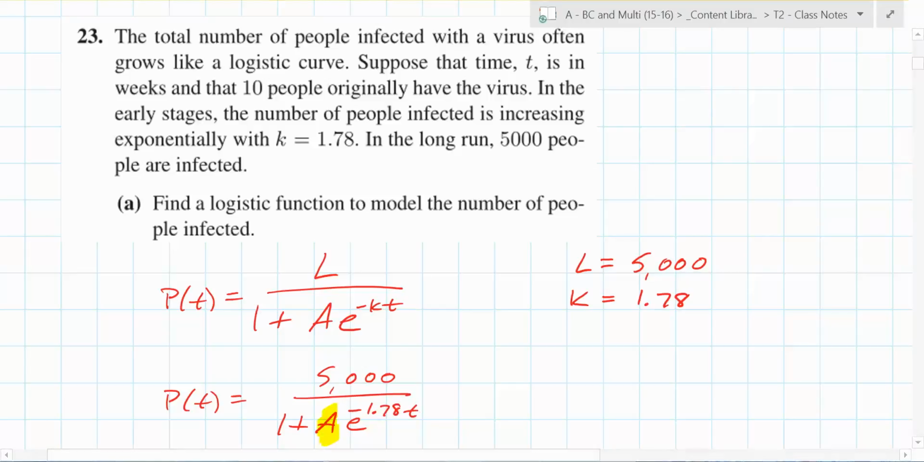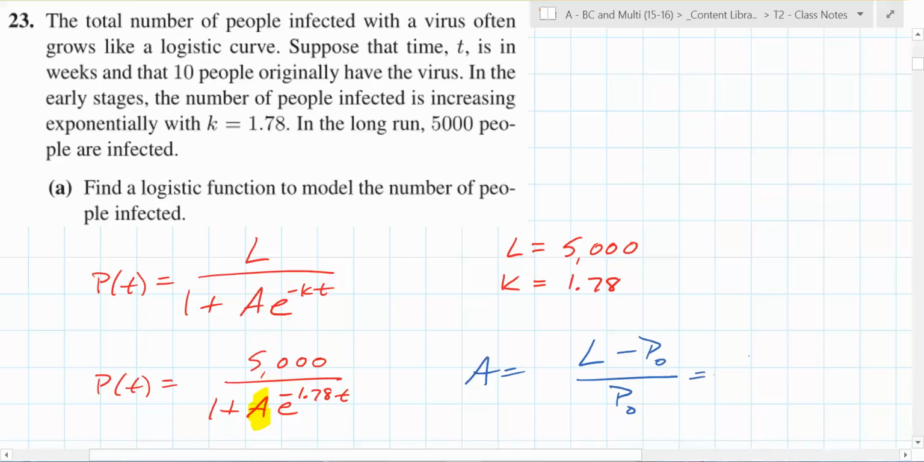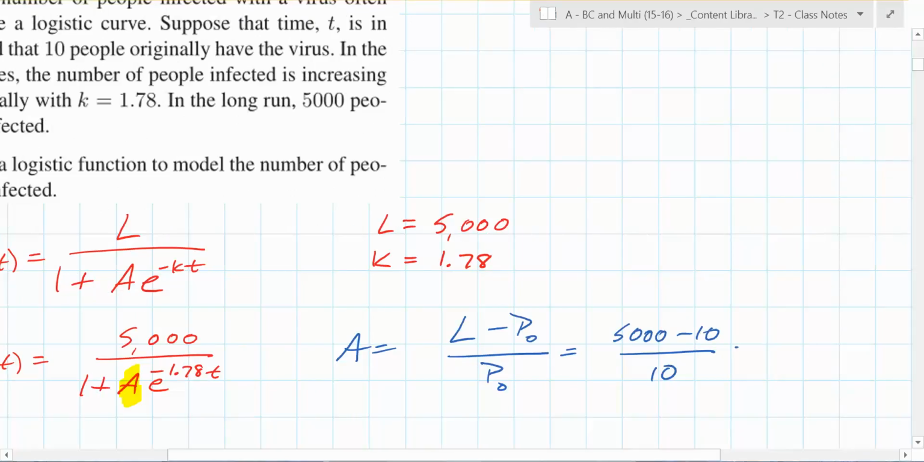A. What was a? Do you remember what a is equal to? L minus P naught over what? P naught. So do we know what our L is? Oh, 5,000 minus 10. 5,000 minus 10 over what? 10. So what is it going to be?